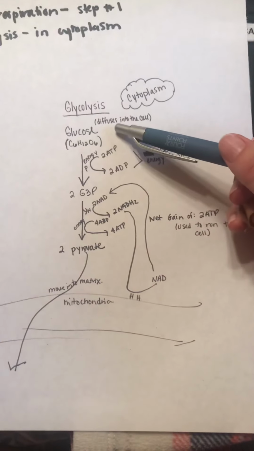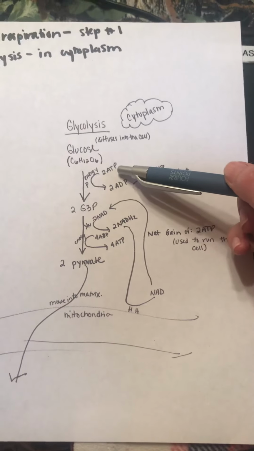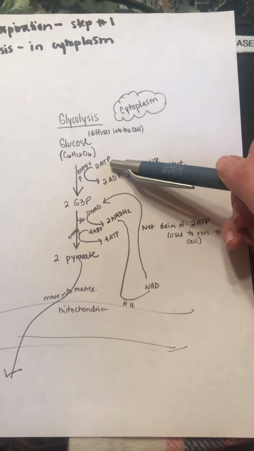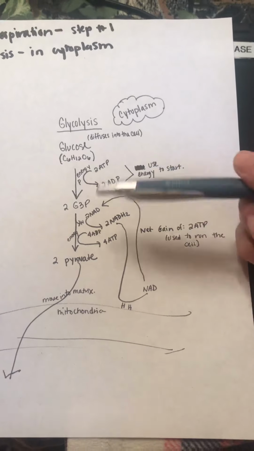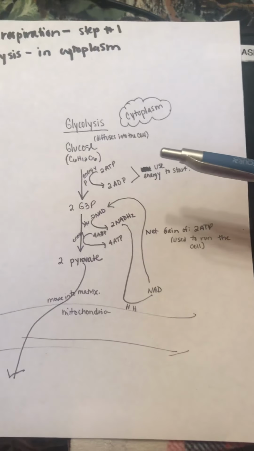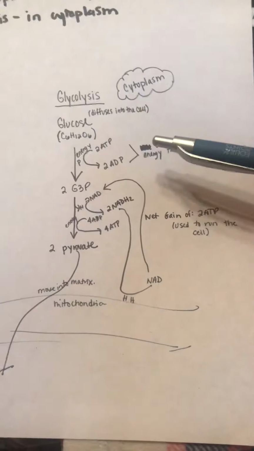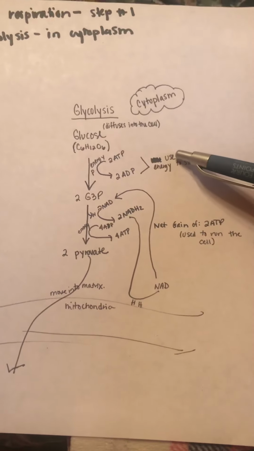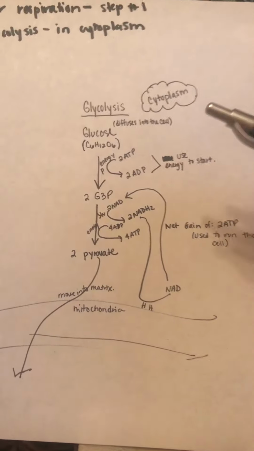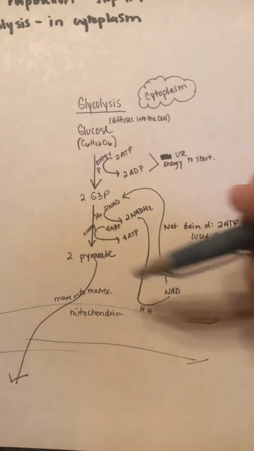So the first thing, we're going to split glucose. We're going to use 2 ATP. So this is where it gets funky. We actually have to use energy to get energy. It's kind of like when you start a fire. In order to get a fire started, you have to put some energy into it in order to get it going. But the idea is that we're going to get more energy out than we put in.